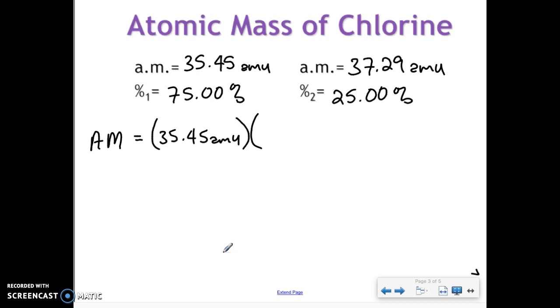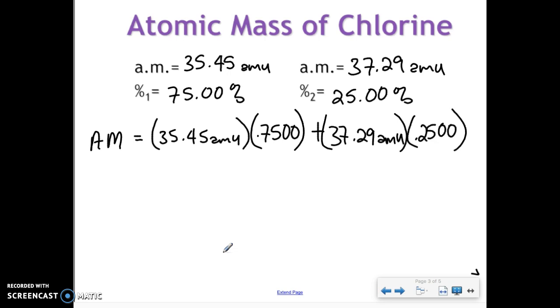So when you take 75.00 divided by 100, we get 0.7500. We do need those two zeros. You have to have them. They are significant figures. Now we're going to add that to the second atomic mass, 37.29 AMUs. And that has to be multiplied times the second percentage. But remember, we need to divide it by 100. So that would be 0.2500. Pause the video and replay it if this doesn't make sense.